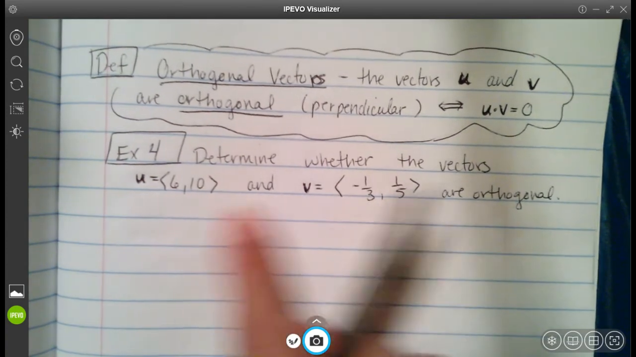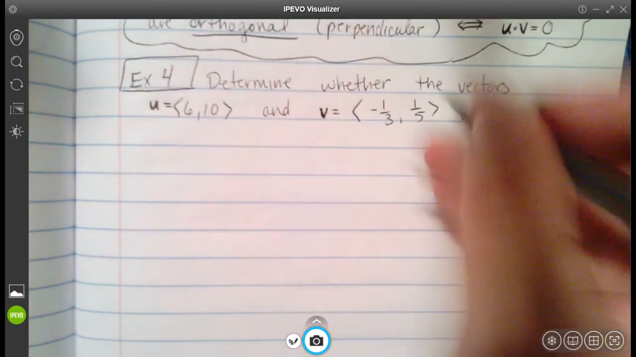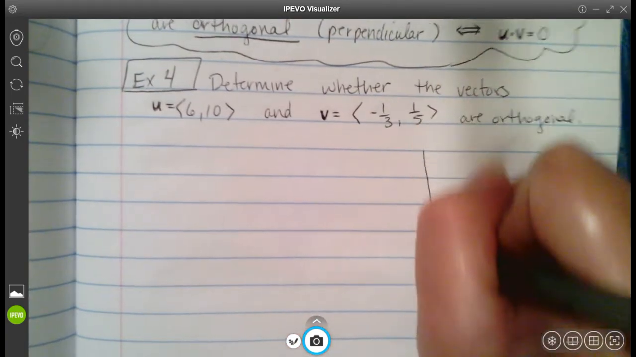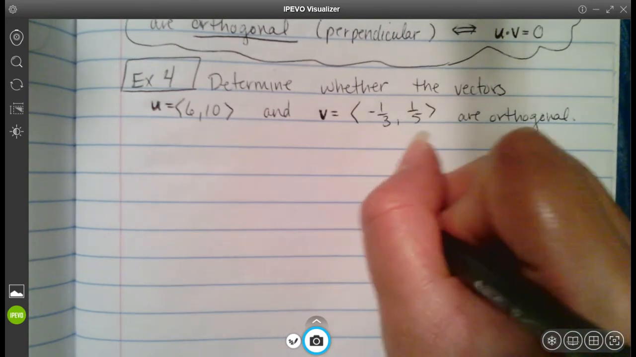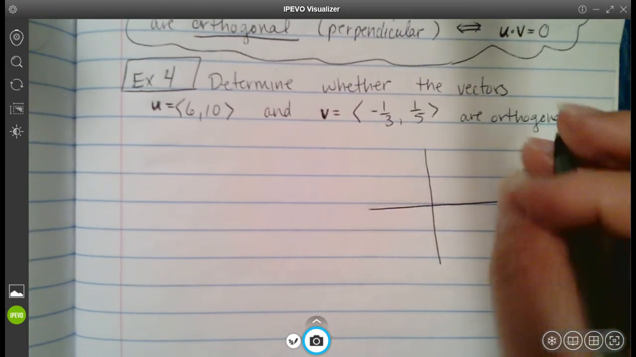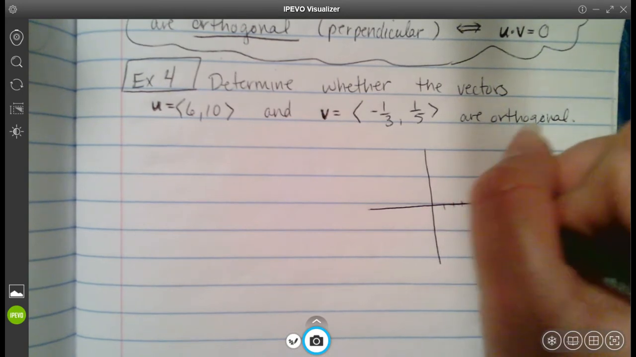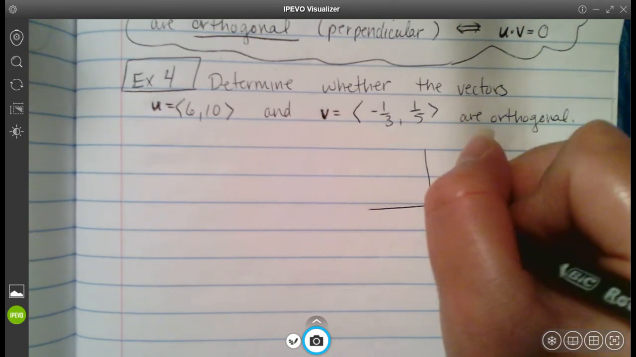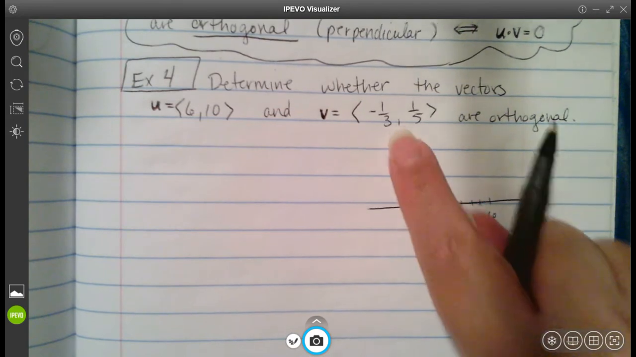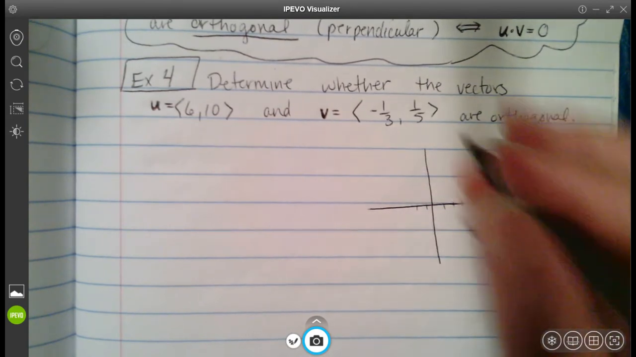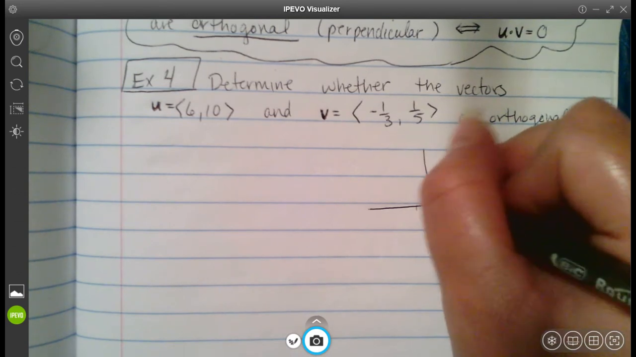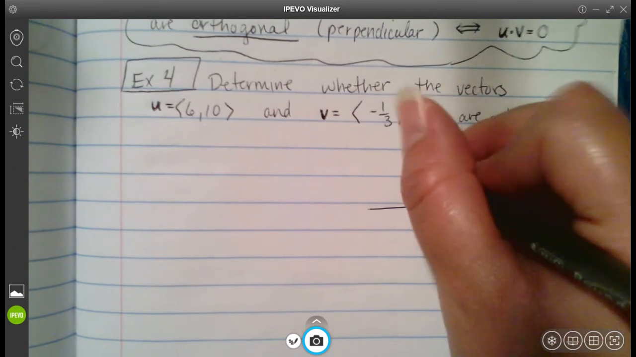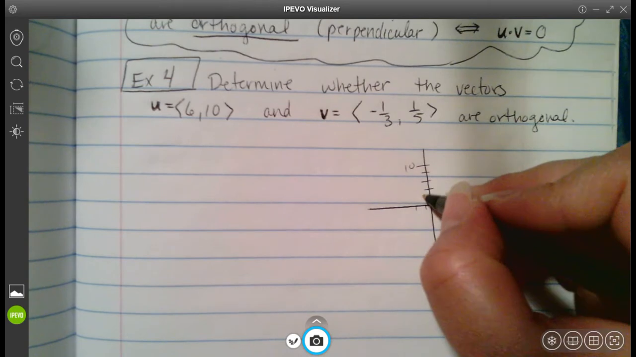Let's go ahead and graph these first just so we can see what they look like, and then we'll solve it. So let's do the graph over here. We do have some fractions, so it's going to be a little bit of estimating here. 6, 10. So 1, 2, 3, 4, 5, 6. There's 6. The one's going to be really close because of that negative. And then 10. We'll go by twos: 2, 4, 6, 8, 10. There we go.